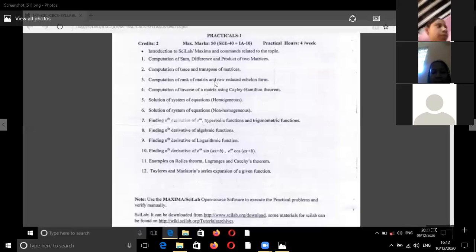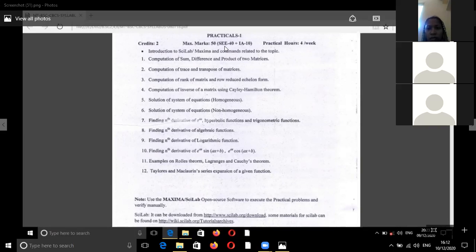Now here you see the practical papers. There are 12 practicals. First one is the sum, difference, product. Then computation of trace and transpose of the matrices, etc. is there. And then computation of rank of matrix. Here totally we have 12 practicals.